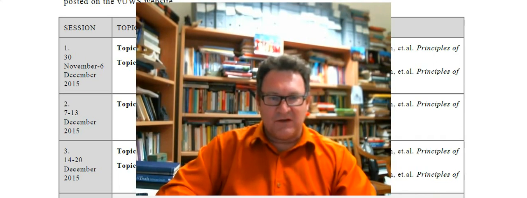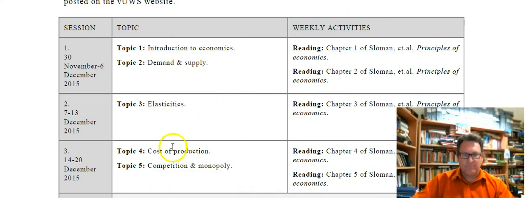Bear in mind also, if we look at the learning guide, you can see that in the first week there's actually two topics. The first one, the Introduction to Economics, which is dealt with in chapter 1 of the textbook, and then the second topic is supply and demand, which is dealt with in chapter 2. So hopefully by the end of the week you will have made it through not just the first topic, but the second topic as well.